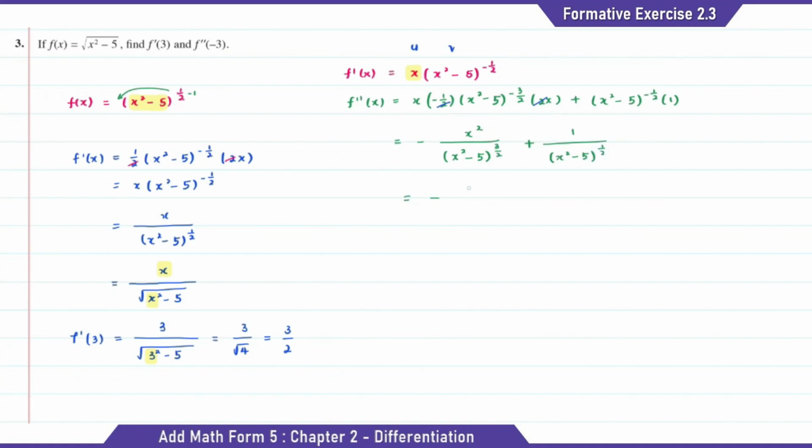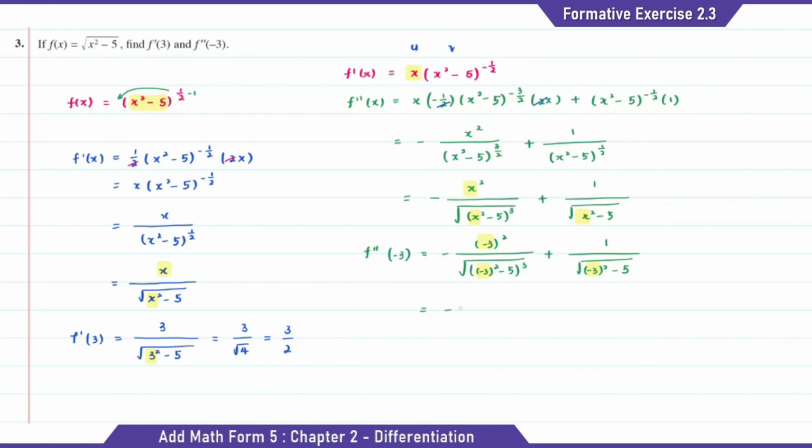This is the same as negative x squared over square root of x squared minus 5, to the power of 3, plus 1 over square root of x squared minus 5. So when x is equal to negative 3, then substitute the x with negative 3. This will equal negative 9 over 8 plus 1 over 2, which is equal to negative 5 over 8.